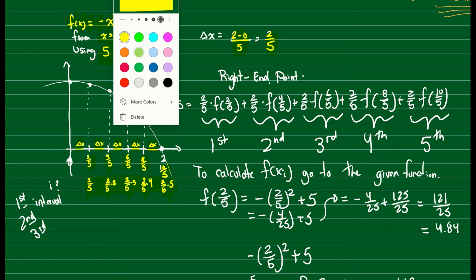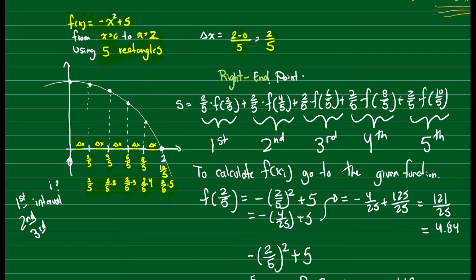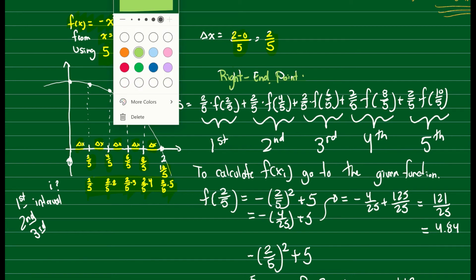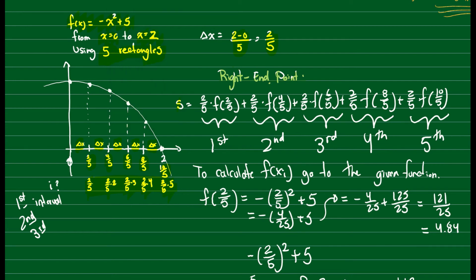Well, let's go ahead and find the right endpoint. The right endpoint is going to be given by this sum, the summation of all the rectangles: rectangle 1, rectangle 2, rectangle 3, rectangle 4, and rectangle 5, but using the right endpoint. So let's see. As we said, all of them are going to have 2/5. The first rectangle, the base is 2/5. Well, what is the height? The height on the first rectangle, if we're using the right endpoint, is going to be determined by this one, where the height is going to be f of 2/5. So that's what this will look like.